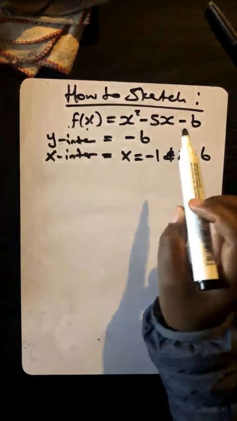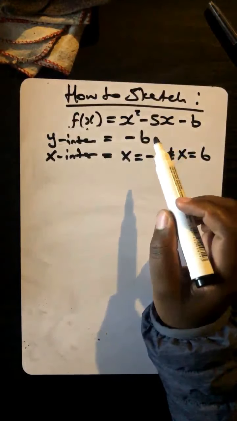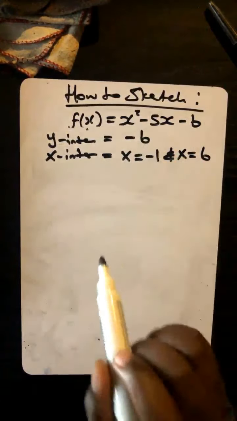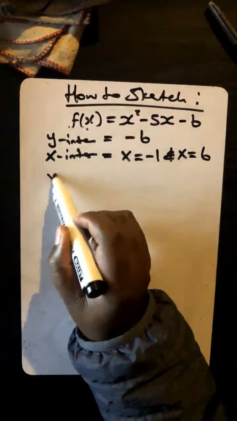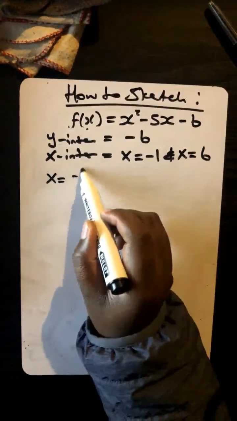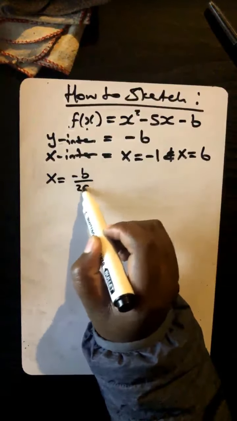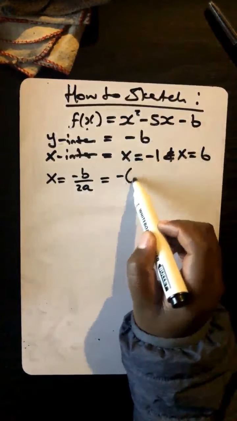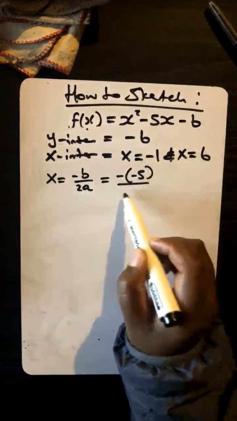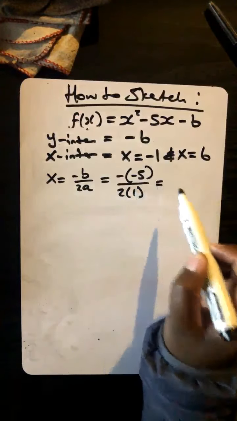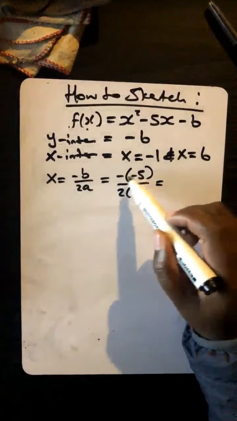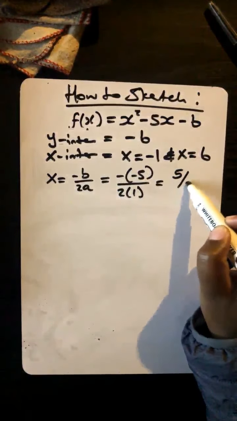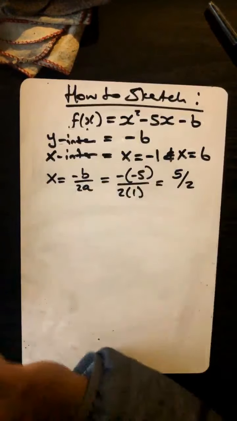Okay, 100%. So now what we need to do, our next step, is to determine the axis of symmetry. Obviously, we know our axis of symmetry is negative b over 2a, which is minus negative 5 over 2. Our a value is 1. So what is that, guys? I think it's positive, so 5 over 2. Just confirm for me over there.